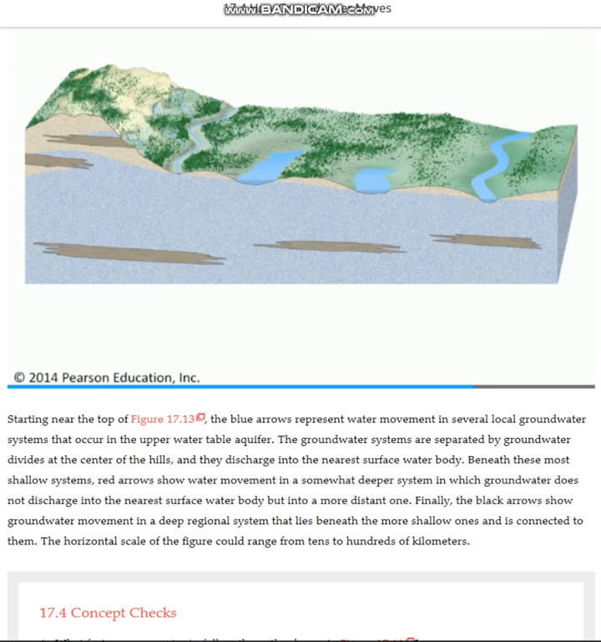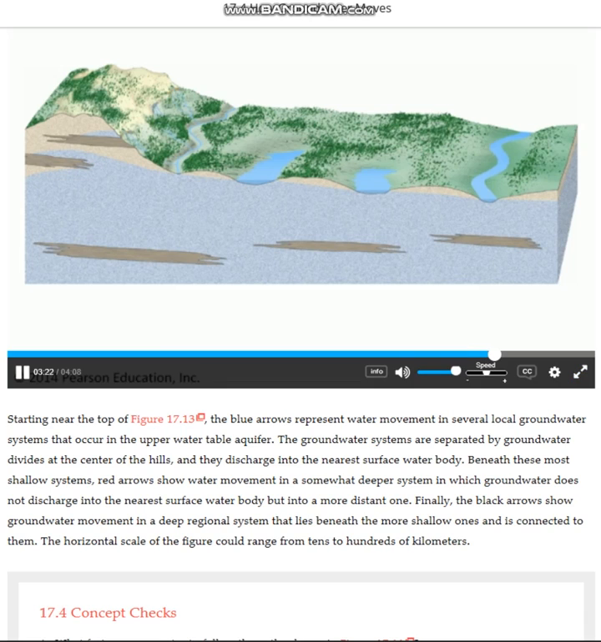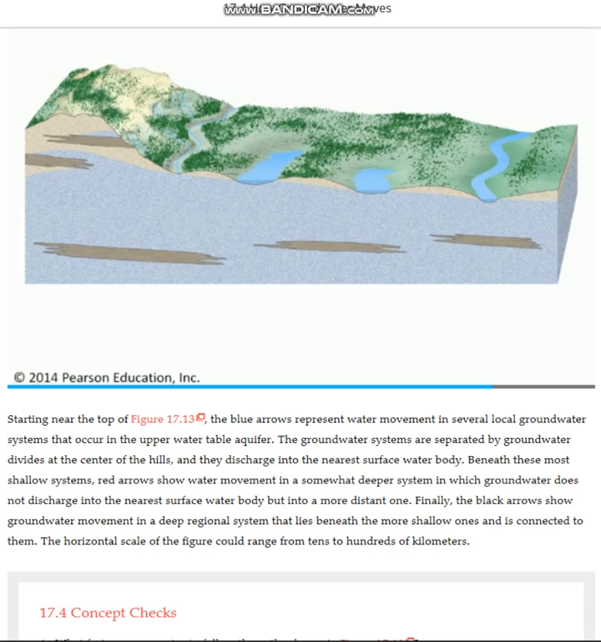All right, let's test yourself here. Here's a situation where you've got a cross-sectional view into some groundwater. What would you say would be reasonable groundwater flow paths for this picture?